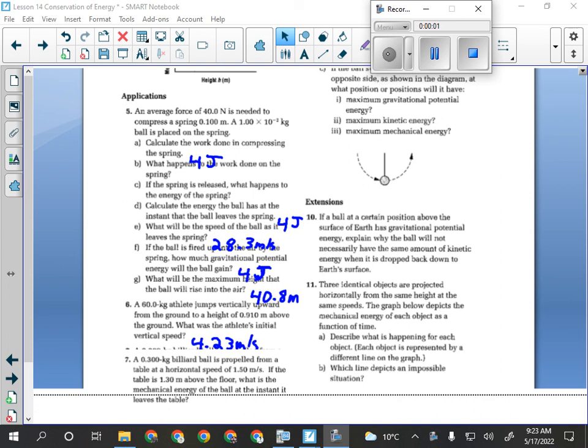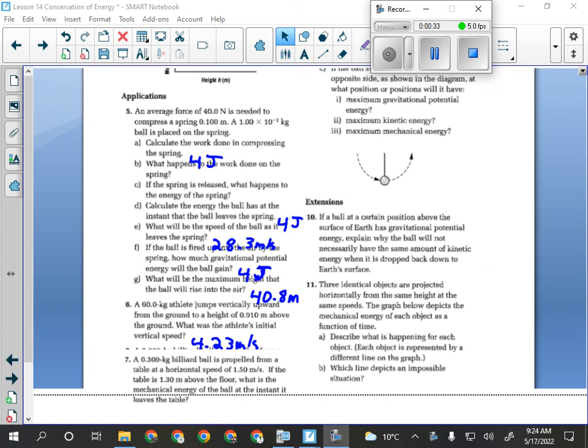Okay, so for question number 5 here, if I use an average force of 40 newtons, and I compress a spring 0.1 meters, and then this ball is placed on the spring, can I calculate the amount of work I did? I know the force, I know the distance, agreed? So what's 40 times 0.1? 4 joules. I did 4 joules worth of work.